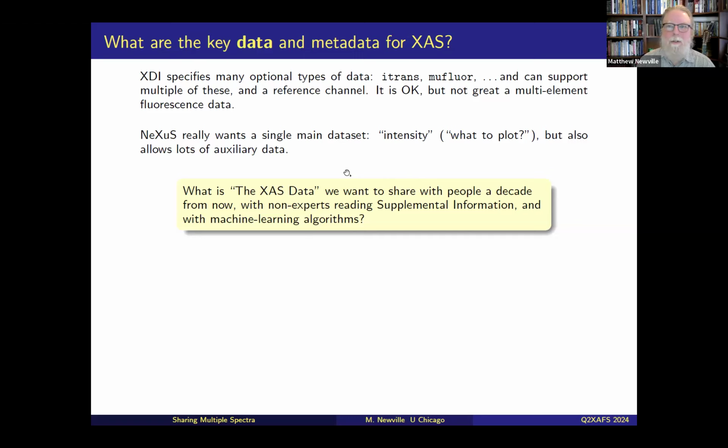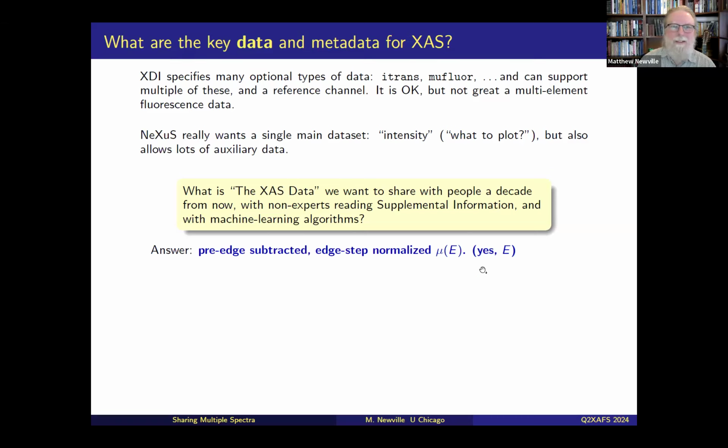And that became interesting because this is something that we had sort of punted on, we'd skipped over in the XDI definition. And the question of what is the XAFS data that we want to share with people a decade from now, a continent away, including non-experts who are reading supplemental information from a paper that was published 5 years ago, and they see the supplemental, they go download it. What should they be seeing? And what should a machine learning algorithm be getting when it wants to look up XAFS data? So the answer is kind of obvious, but it's also an answer that's not in the raw data stream. And that is, we want to present as XAFS the pre-edge subtracted, edge step normalized mu of E.